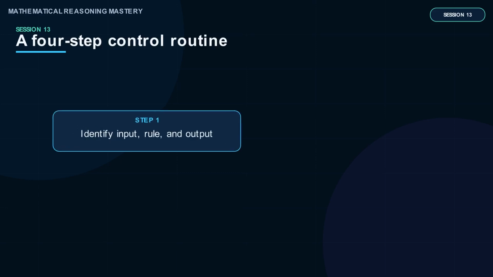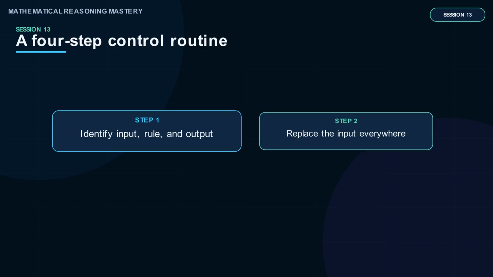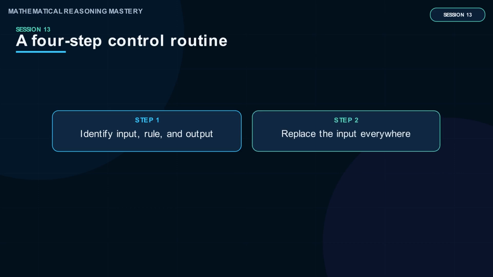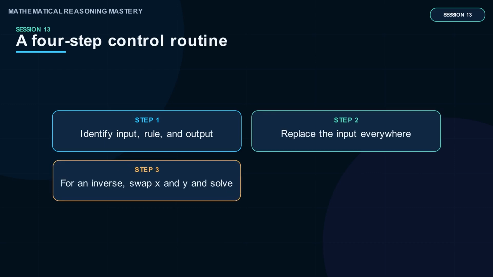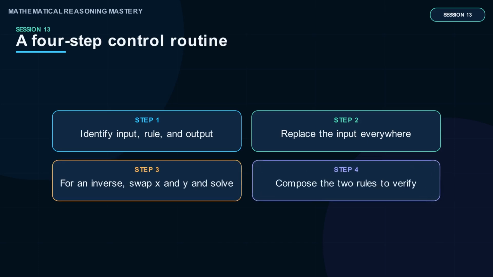Step 1. Identify input, rule, and output. State the target and preserve its units or conditions. Step 2. Replace the input everywhere. Use a separate line so signs, factors, and labels remain visible. Step 3. For an inverse, swap x and y and solve. Keep the reasoning efficient, but never skip an operation that could hide an error. Step 4. Compose the two rules to verify. Verification is part of the solution because it tests the answer from another direction.